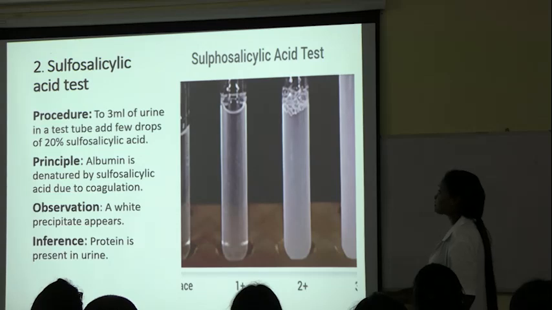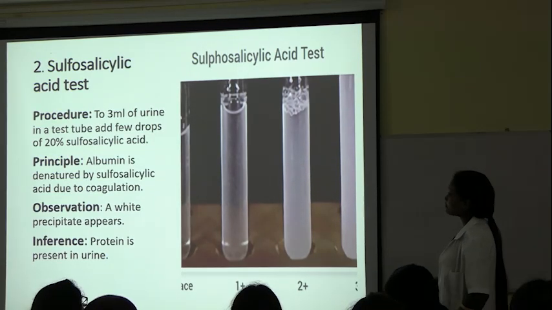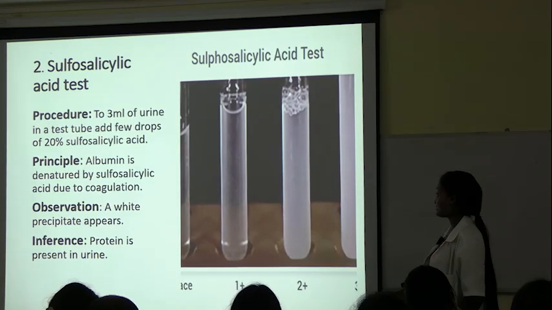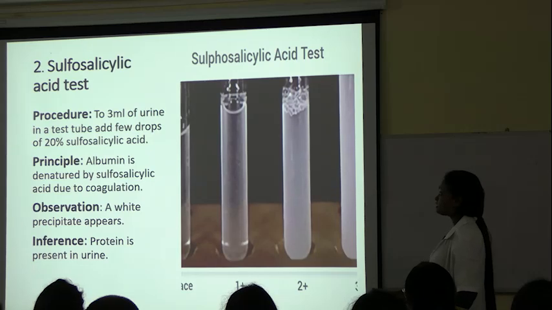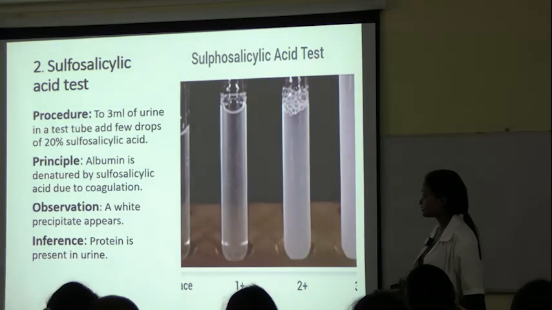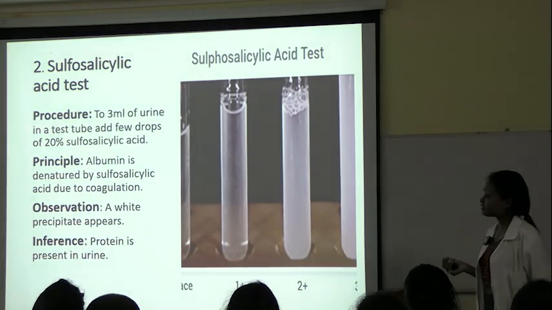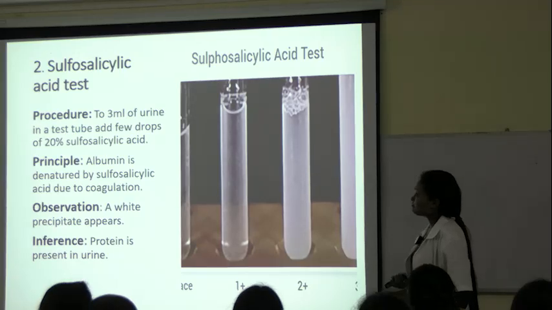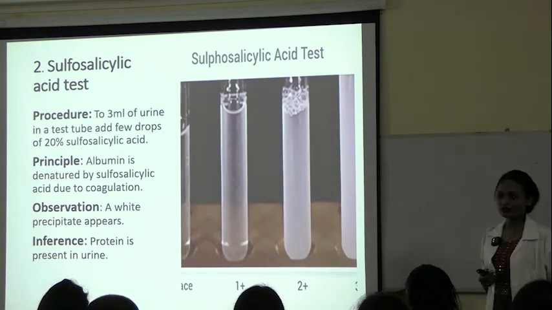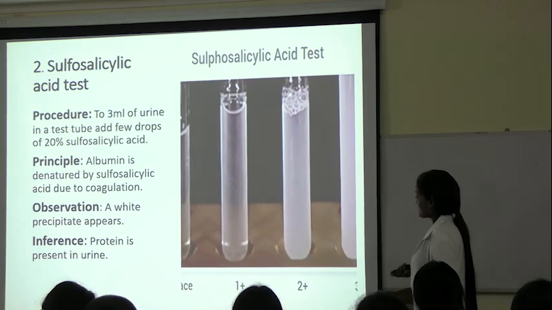Next is the sulfosalicylic acid test. The procedure is to take 3 ml of urine in a test tube and add a few drops of 20% sulfosalicylic acid. The principle is that albumin is denatured by the sulfosalicylic acid, causing coagulation. The observation is that a white precipitate appears, and the inference is that protein is present in urine. This test is usually not done in our lab for academic purposes.